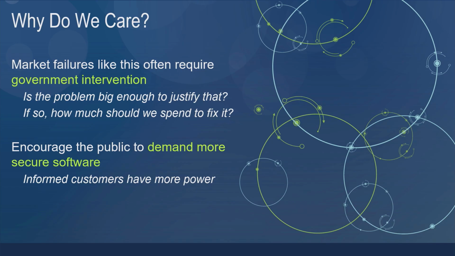So why do we care? Preaching to the choir. But market failures like this can often require some form of government intervention to address them. This can take a lot of forms. It can be positive incentives, it can be regulations, it can be a lot of different things. To know whether or not you need to do a government intervention, you first have to figure out, is this problem big enough to address? And then also understanding how large the problem is gives you kind of a price threshold for how much you want to spend on trying to fix the problem, right? You don't want to spend more on fixing something than it is costing society.